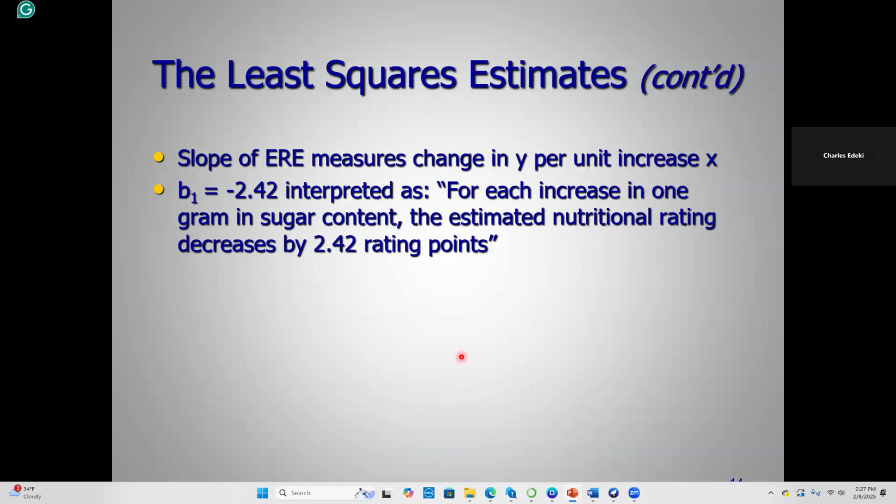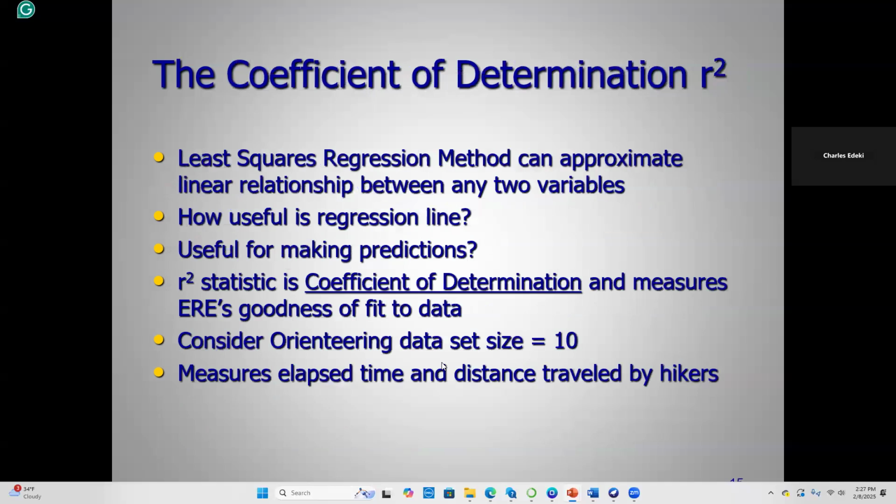So here we know B1, which is the slope value, negative 2.42. We can use it also. Sometimes we also use the coefficient of determination, which will be from 0 to 1, which is R squared. If you know the R value, you square it. That will give us the percentage that the input, the predictor, explains of the y.